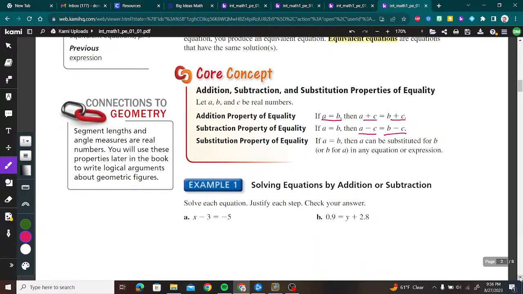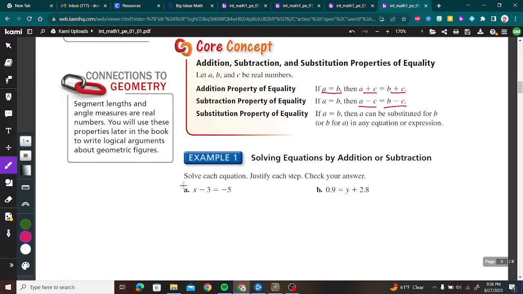So if we look here, if you were in my class, what I would do with these two equations is I would stop and say, hey, what is holding the 3 together with the x? It's a subtraction sign. Of course, what's the inverse of subtraction? Addition. Now, I want to show you a couple things to think about.